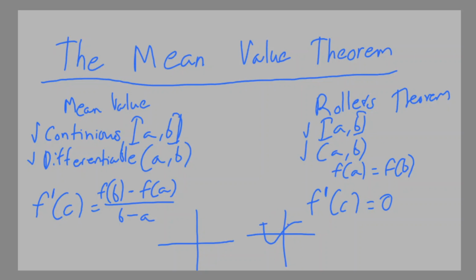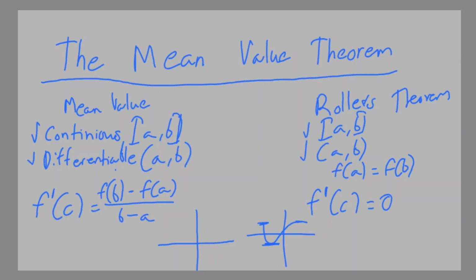f(a) is over here, f(b) is over here. So f(a) and f(b) are equal, and the function is continuous and differentiable. So by that rule, there must be some c value at which the tangent line has a slope equal to 0, which we can see is down here. And now we move on to the mean value theorem.